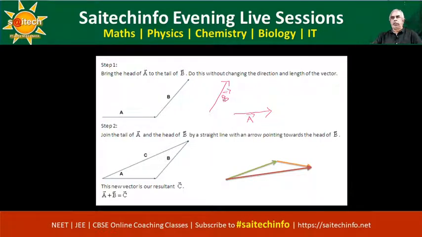So the general practice is, without changing the direction, you have to bring the tail of, this is the tail, this is the head, okay. So you have to attach the tail of the second vector B to the head of the first vector A without changing the direction. That is very important. You should not change the direction, okay, and also you should not change the length of the vectors.